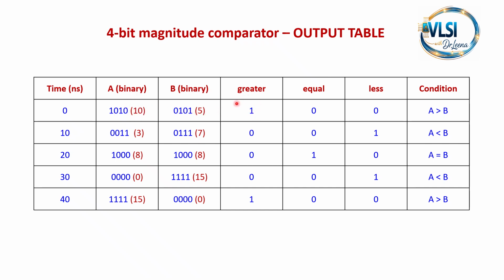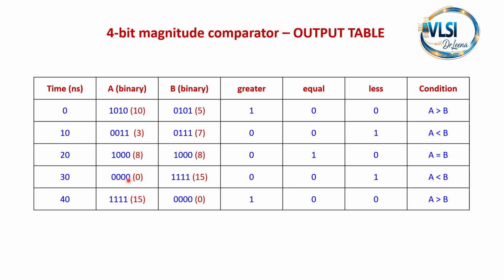So look at here, greater than will be high and all others will be 0, and the condition is A greater than B. Next you look at this, the A is 3 and B is 7. Here we know that A is less than B, so the greater than is 0, equal to 0, and less than is 1, A is less than B. And in the next case, you see A is 8 and B is 8, both are equal. So greater than is 0, equal to is 1, and less than is 0. A is equal to B.